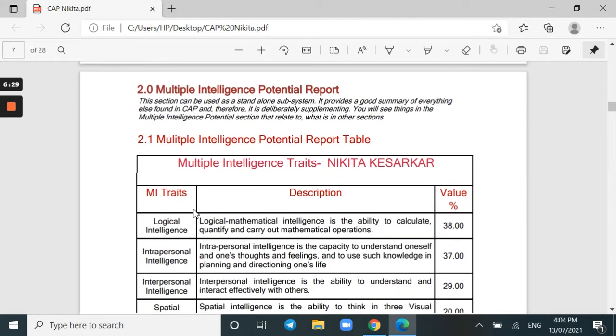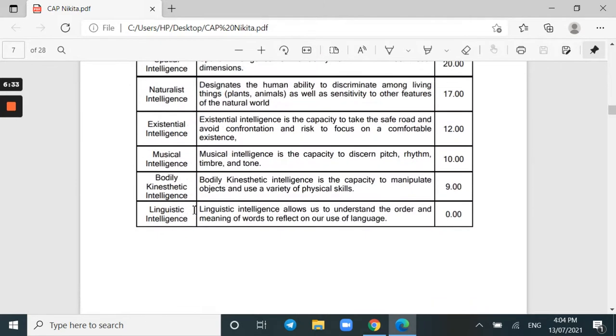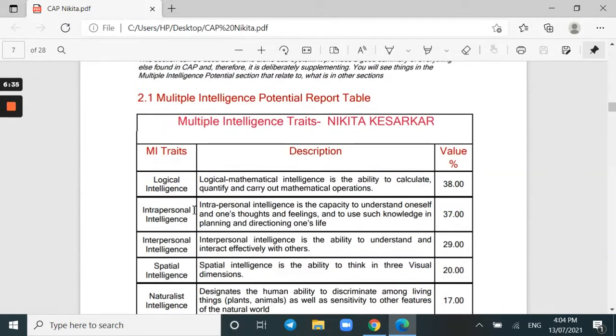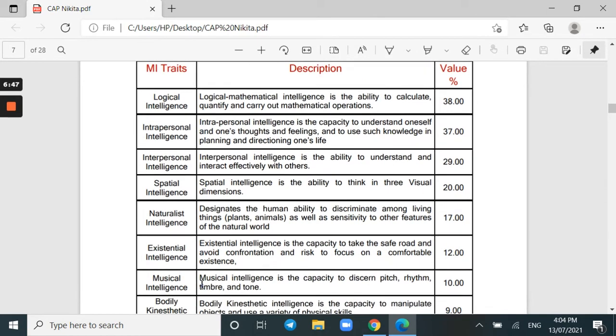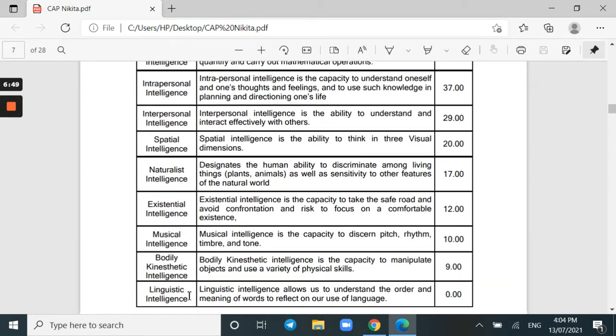The next angle is multiple intelligence. Again, as I said, there are 9 types of intelligences. Within that, which are the areas which are strong for you and which are the areas which are weak for you? For logical intelligence, intrapersonal, interpersonal, spatial, here there's a description of each of these types of intelligences: naturalistic and existential, musical, bodily kinesthetic, and linguistic.